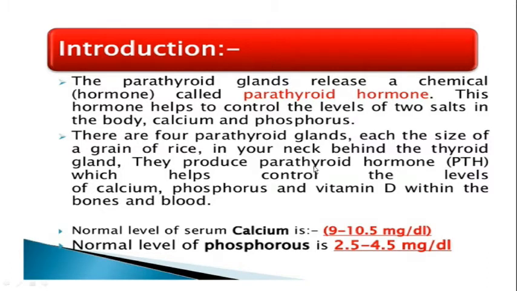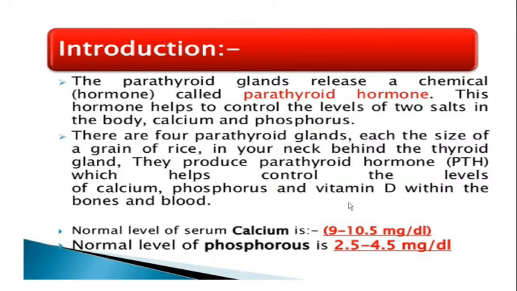So the parathyroid gland basically releases parathyroid hormone, which helps to control the levels of calcium and phosphorus, and helps in the balance of calcium and phosphorus. As you know, there are 4 parathyroid glands, each roughly the size of a grain of rice, usually located on the thyroid gland just behind your neck, and it helps to control the level of calcium, phosphorus, and vitamin D.